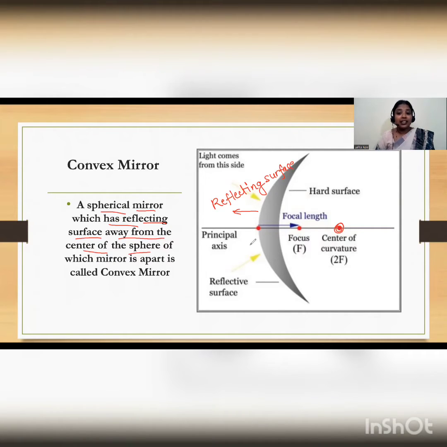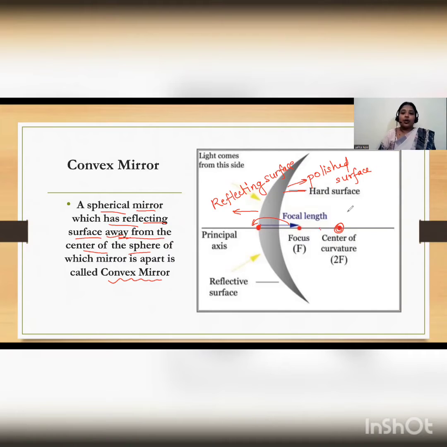So the reflecting surface is away from the center of the sphere, right? It is not towards the center of the sphere, but away from it. And this is the polished surface. So this type of spherical mirror is known as a convex mirror. I hope this is clear to you.